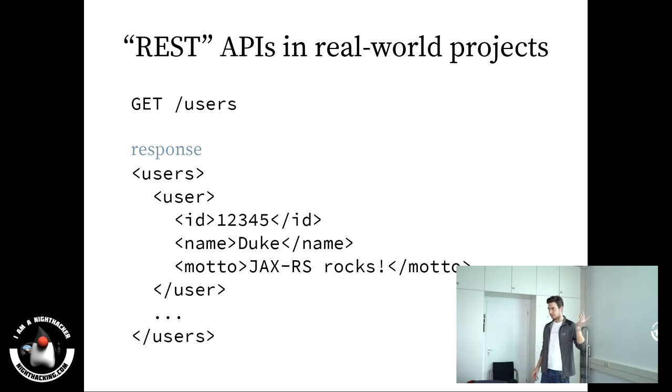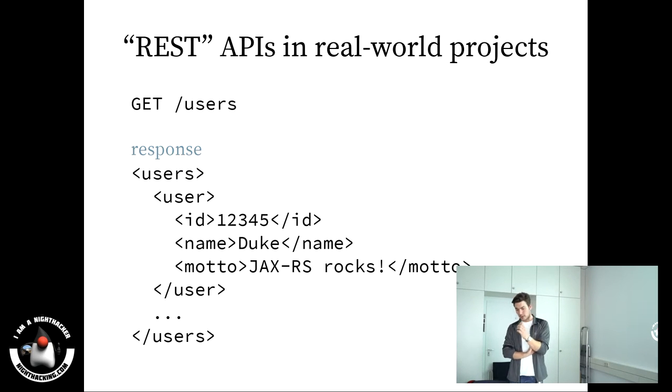Like this example. You have a resource, get users. You're getting the users, which are in fact the list of users here. And you can see the output with one user, ID, name, Duke, something else. And you have the list here. It is good that you use a resource here and do not call something like get all users, an RPC style, rather you use real resources.